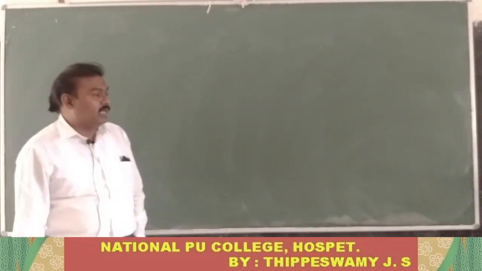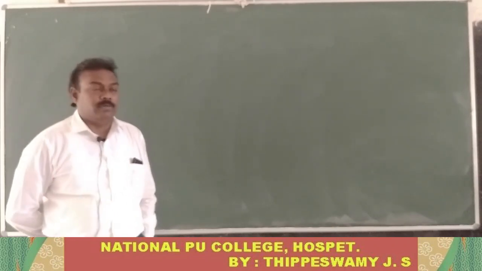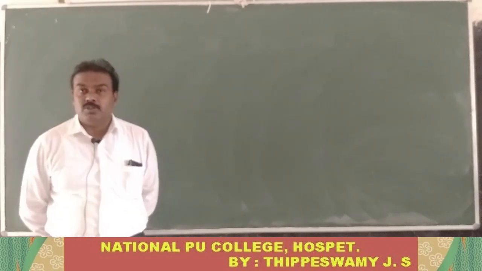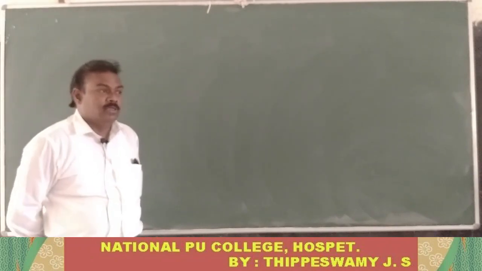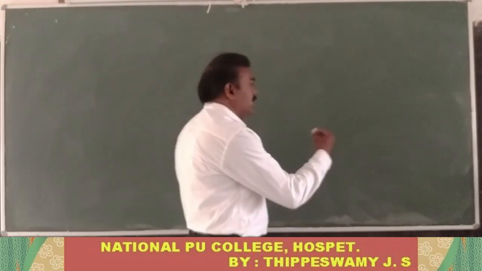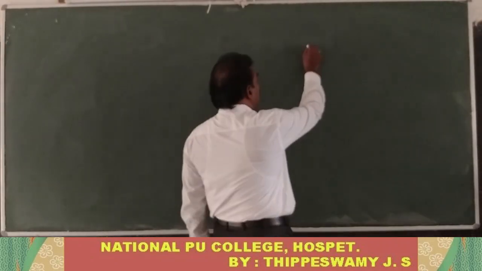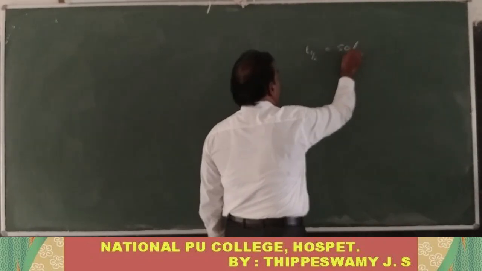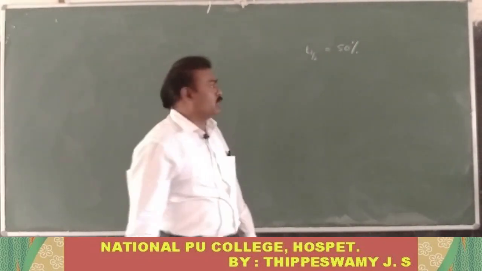Okay students, in the last class we just solved some numericals based on chemical kinetics. Now we shall take some more examples about chemical kinetics, and particularly in the case of the half-life period of a reaction. So we already know that T half is equal to 50% completion of the reaction.